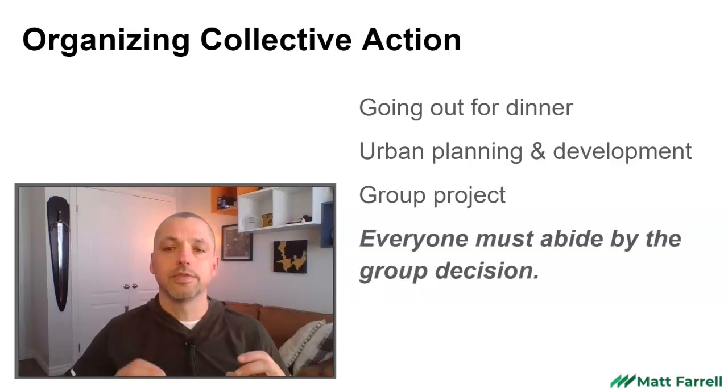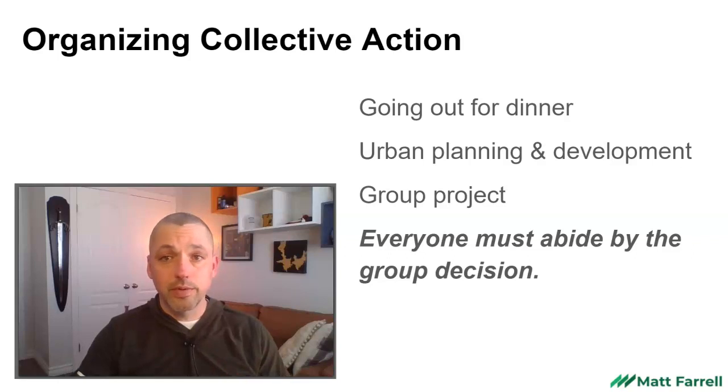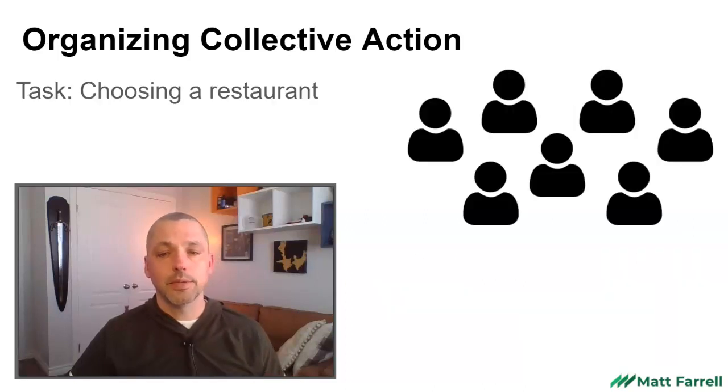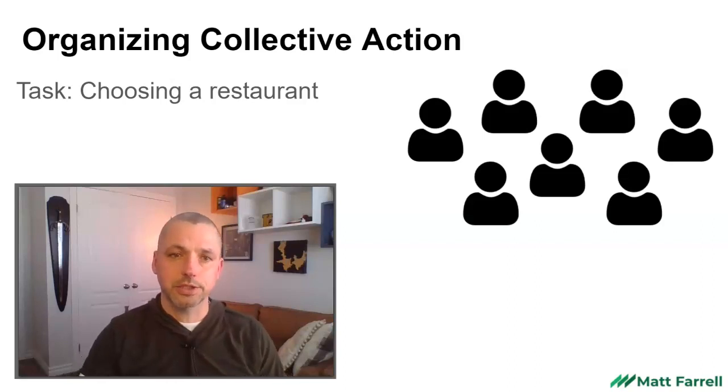All of those things involve the same principles, and that is everyone must abide by the group decision. Regardless of whether you agree with the decision, you've got to contribute and got to go along with it. That is a fundamental political problem with taking collective action. Now I'm going to use some examples to illustrate the costs that are associated with taking collective action. For example, let's say choosing a restaurant. We've got 7 individuals in our group, and they need to choose a restaurant.